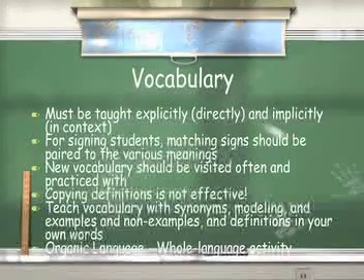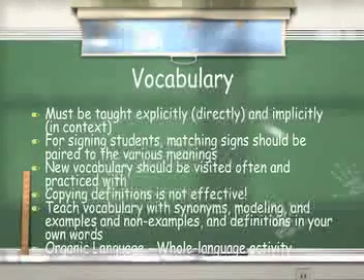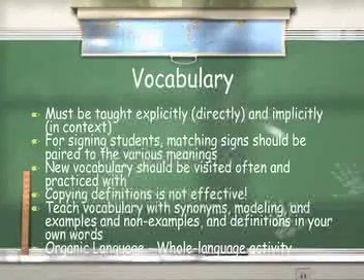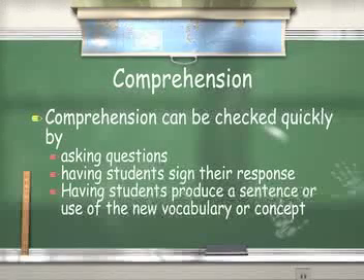And so one of the neatest things that you can do with that is write it on a sentence strip or put it on a name tag or something, and they wear that all day long so that they see it and so that the other students see it. So they learn about their word all day long. Other students can provide feedback to them, and other students also are seeing this word both written and talked about. Comprehension can be checked quickly by asking students questions, having students sign their response, and having students produce a sentence or use the new vocabulary or concept.